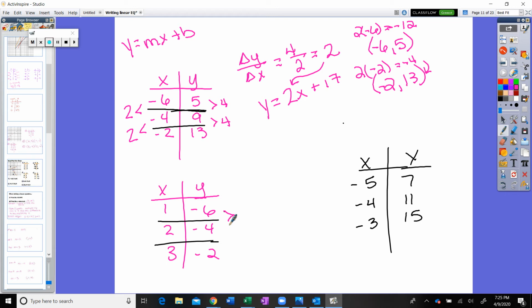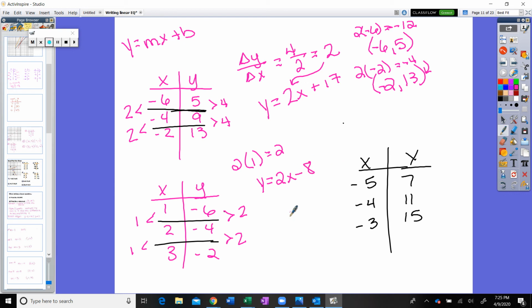Here's another one. -6 to -4 is up 2. -4 to -2 is also up 2. This is how we know that it's linear. This is increasing 1 every time. So here again the slope is 2, or 2/1, which is 2x. And I'm going to say 2 times 1, because I'm picking this x here. So 2 times 1 equals 2. Well, I should have gotten -6 there. So to get from 2 to -6, I have to go down 8.